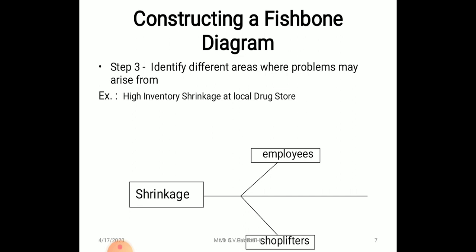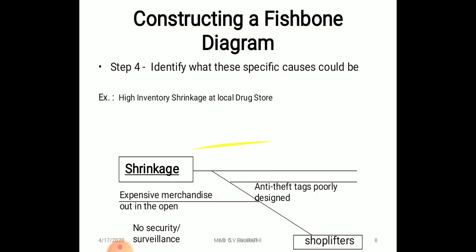So here the broad categories are employees and shoplifters, and the same thing when we apply in an industry manufacturing unit, then the 4 M's can be considered as broad causes or broad reasons. The 4 M's are men, material, machine, method. Okay, now these 2 broad reasons we have. Now the fourth step is to identify what the specific cause could be.